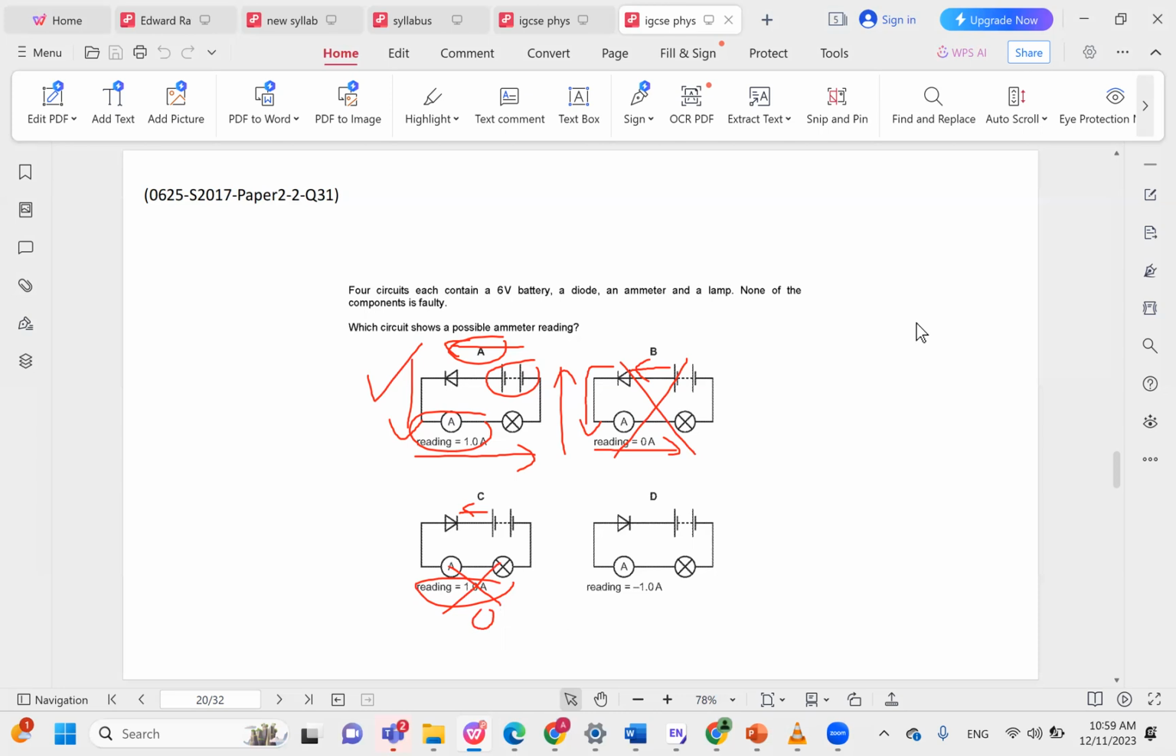In D, same idea, the current is blocked by the diode, so we would have expected here to read 0. So therefore, D is wrong as well, and the correct choice, like we said, is choice A.